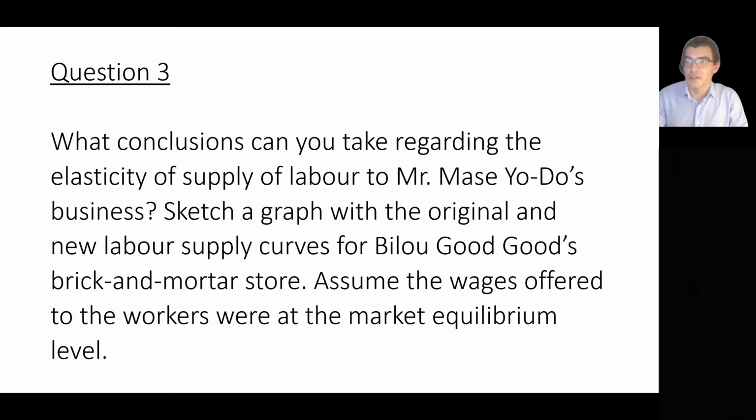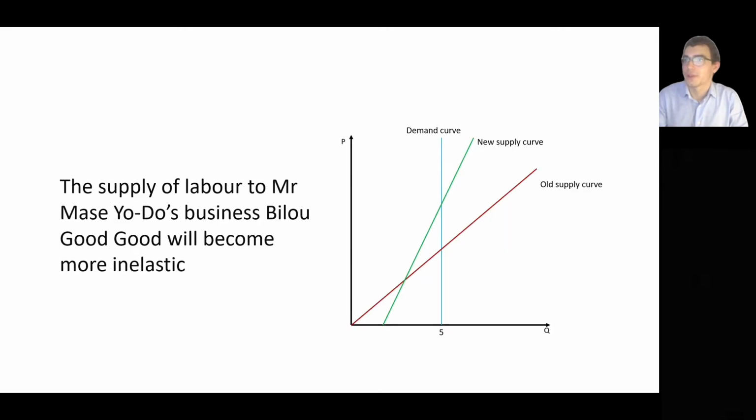So, taking that into consideration, what conclusions can we take regarding the elasticity of labor to Mr. Masayoda's business? It's quite simple. The supply of labor to Mr. Masayoda's business, Bilu Good Good, will become more inelastic, and we can see that clearly on the chart. We have two supply curves plotted. The red one is the old supply curve, and the green is the new supply curve.